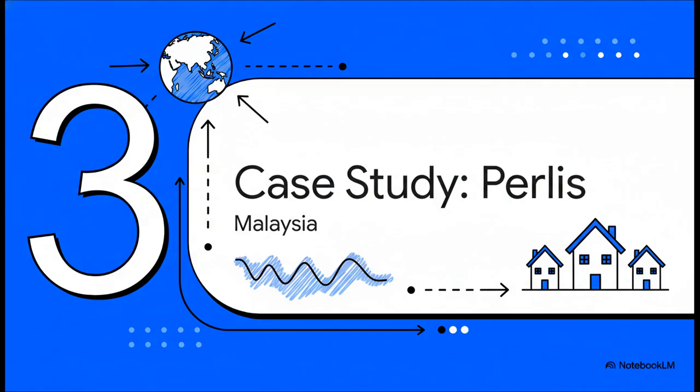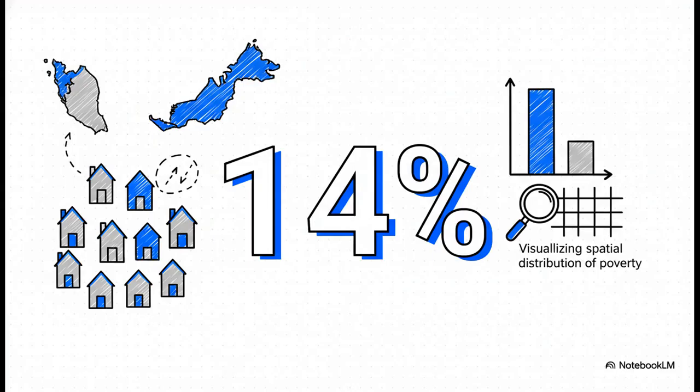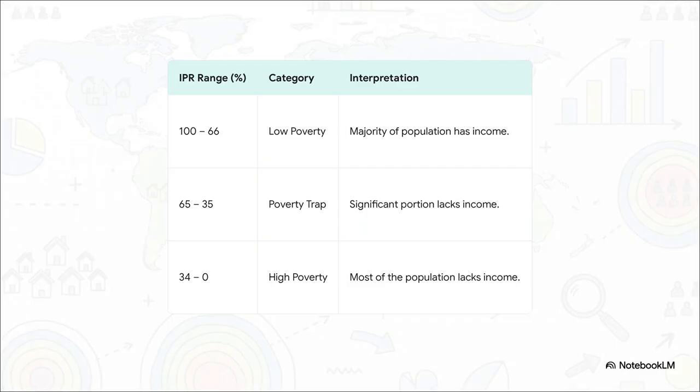All right, so that's the theory, but what does this actually look like in the real world? Let's jump over to a case study from Perlis, Malaysia, to see how this all comes together. Researchers applied this exact model to 100 households in Perlis. The result? They got what's called an incidence of poverty rate, or IPR, of 14%. Basically, that means 14 out of those 100 households were living in poverty. If you look at the PGC-Map's own classification system, a rate of 14% puts Perlis squarely in the low poverty category. So on the surface, you'd think, hey, that sounds pretty good.